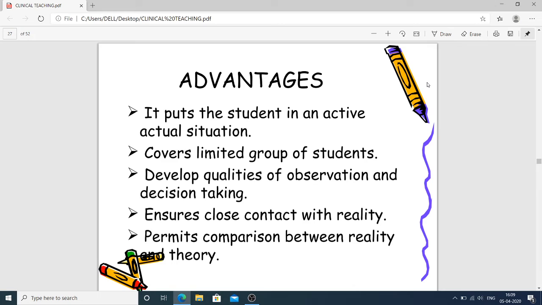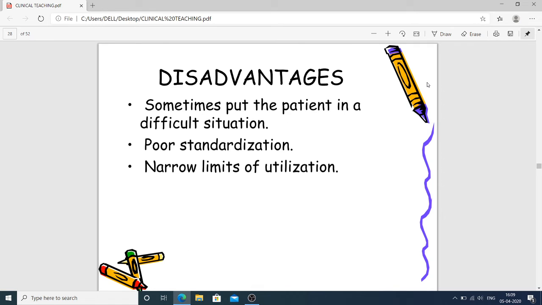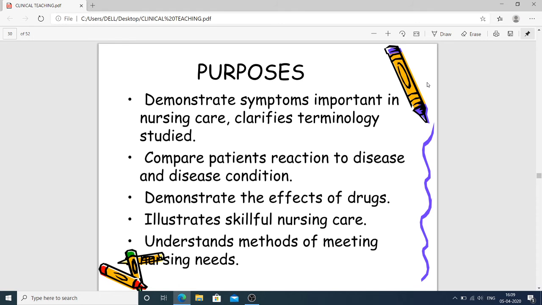Then advantages: it puts the student in an active actual situation, covers a limited group of students, develops qualities of observation and decision taking, ensures close contact with reality, permits comparison between reality and theory. There are also disadvantages. Sometimes it puts the patient in a difficult situation, poor standardization, narrow limits of utilization. Then nursing rounds. The purposes of nursing rounds: demonstrate symptoms important in nursing care, clarify terminology studied.